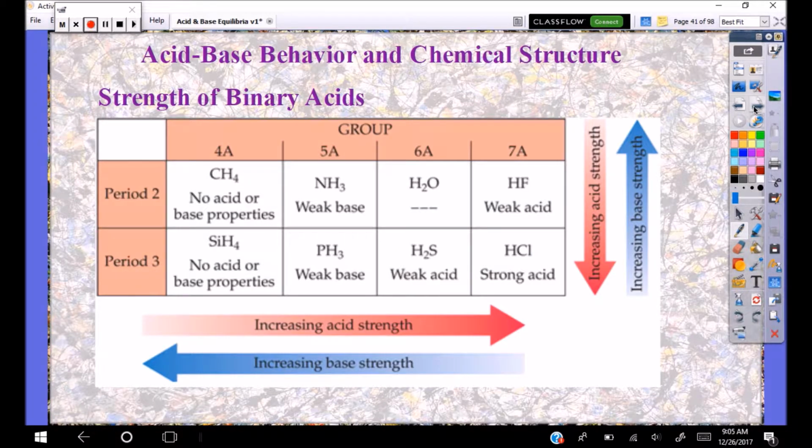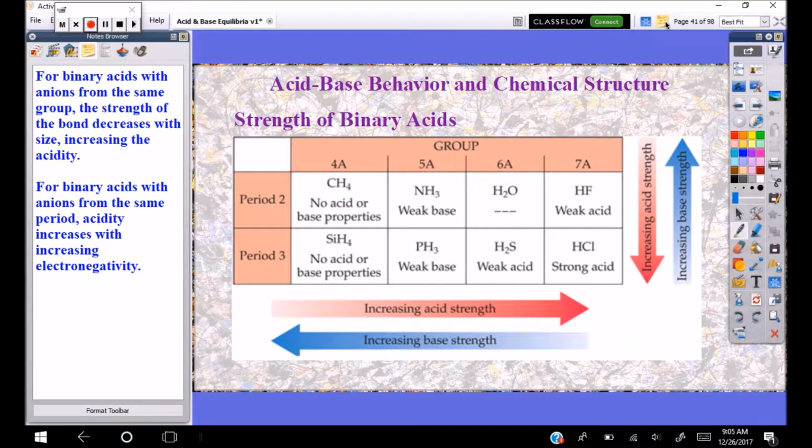Alright, so acid-base behavior and chemical structure. Looking at the strength of binary acids. I actually have some notes that I'm going to open up on the side to help explain the graphic and the chart. When we're looking at binary acids with anions from the same group, the bond strength will decrease with size, which then increases the acidity.